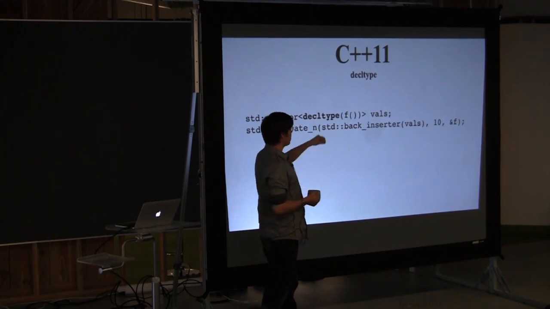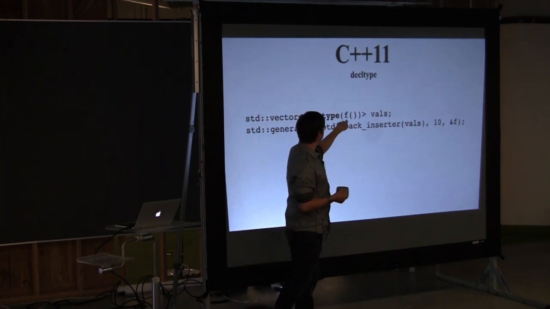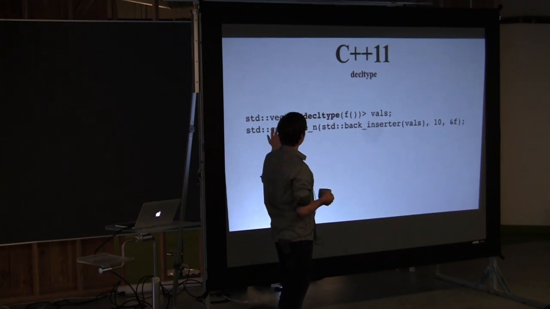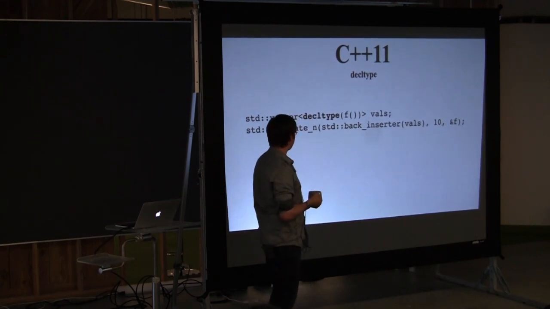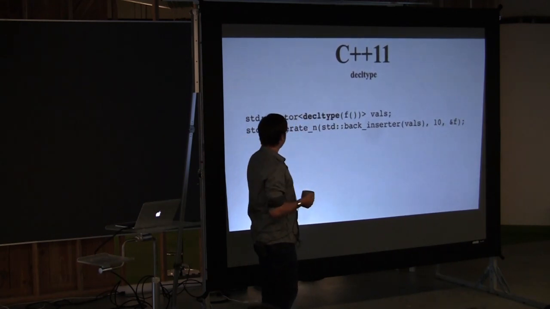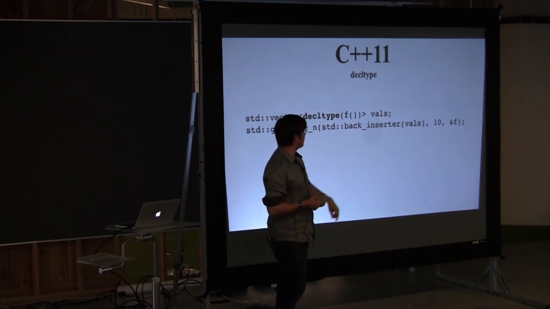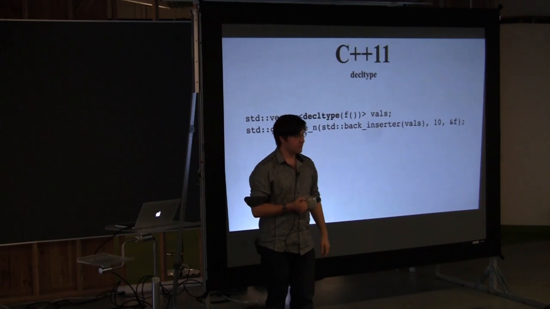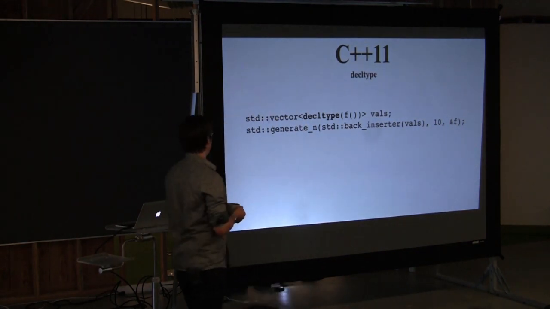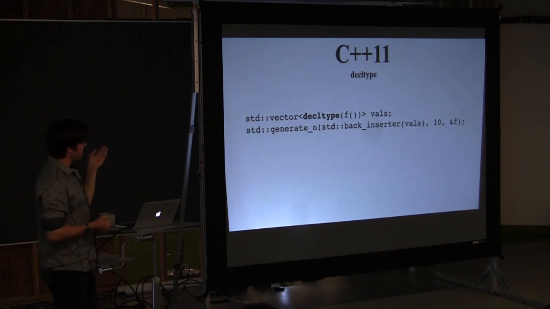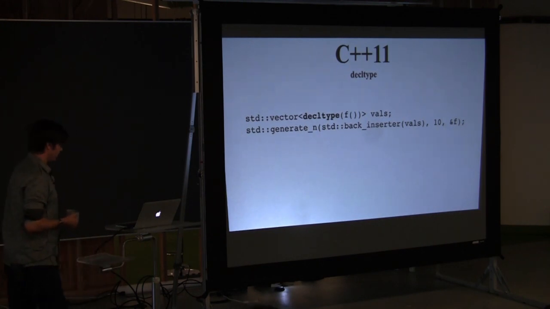Decltype will resolve to a type, and the expression in here means, the type of this vector element is the type of the decltype expression. So we'll get a vector of whatever f returns, and then we can generate and call f 10 times and push that back to this vector. A little bit contrived example, but the interesting thing here is that no one knows what f returns, but this would still work.